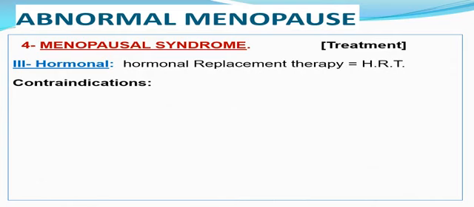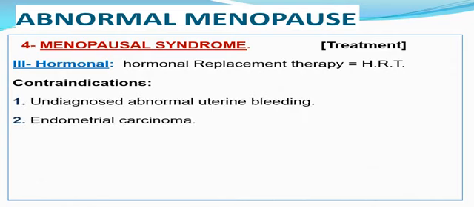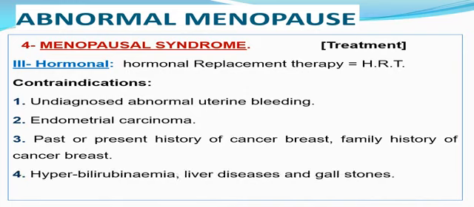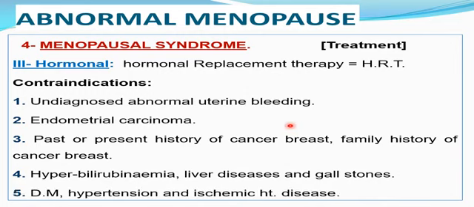Hormone replacement therapy should be contraindicated in all cases with undiagnosed abnormal uterine bleeding or those having endometrial carcinoma or family history of endometrial carcinoma, present or past history of breast cancer or family history of breast cancer, and those having impaired liver function indicated by hyperbilirubinemia and liver disease or gallstones, or those having diabetes, hypertension, or ischemic heart disease.